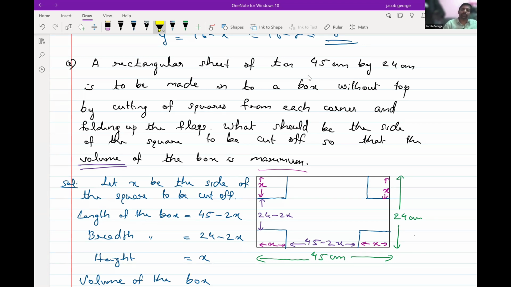A rough diagram you can draw. 45 centimeter is the length and 24 is the breadth. Let X be the side of the square to be cut off. Then we have to write the length of the box. After cutting X, X is gone from both the edges. So it will become 45 minus 2X. The new length is 45 minus 2X. The new breadth is how much? 24 minus 2X. And the height is X. Using this, we find out the volume. Did you note down till there?